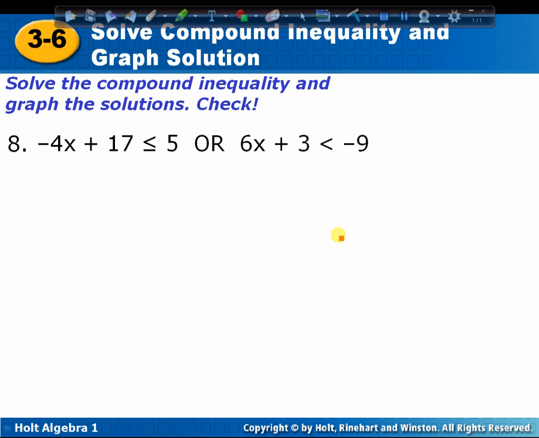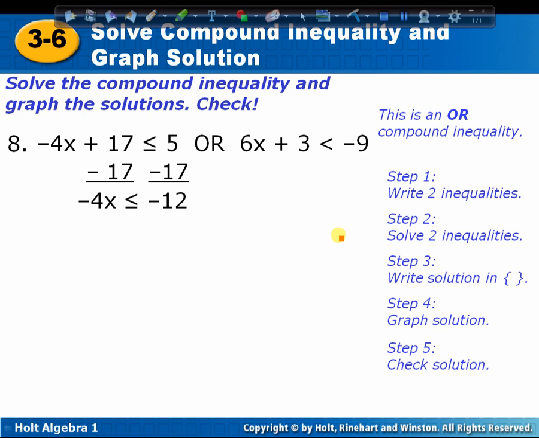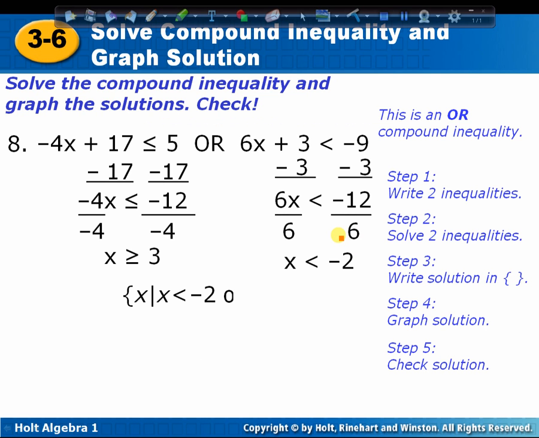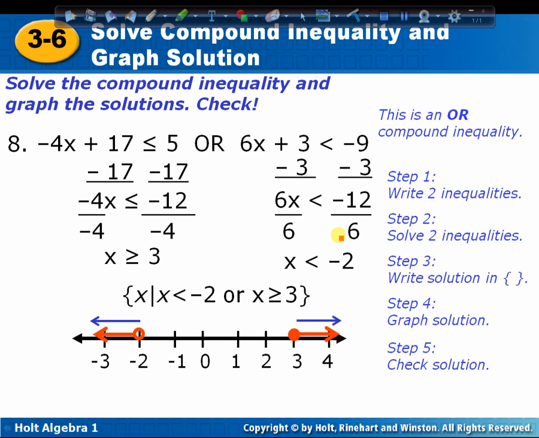Hopefully you've had a minute and you've paused the video and you've tried it. I'm going to go ahead and put up the answers. Go ahead and be checking your work. You should have gotten x is greater than or equal to 3, or x is less than negative 2. If you missed one of those, please go back through the work and figure out where your mistake is and fix it. Make sure your or set notation is correct.